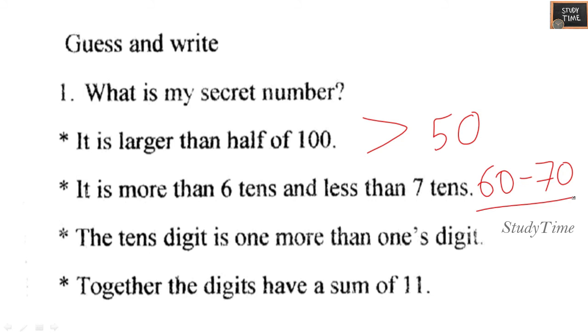The tens digit is one more than the ones digit. So the tens digit is more than the ones digit. It can be 65. Let us see. Together the digits have a sum of 11. 6 plus 5 is 11. Check if you can get any other number like this. Between 60 and 70, you will get only 65 with this clue. So here the secret number is 65.